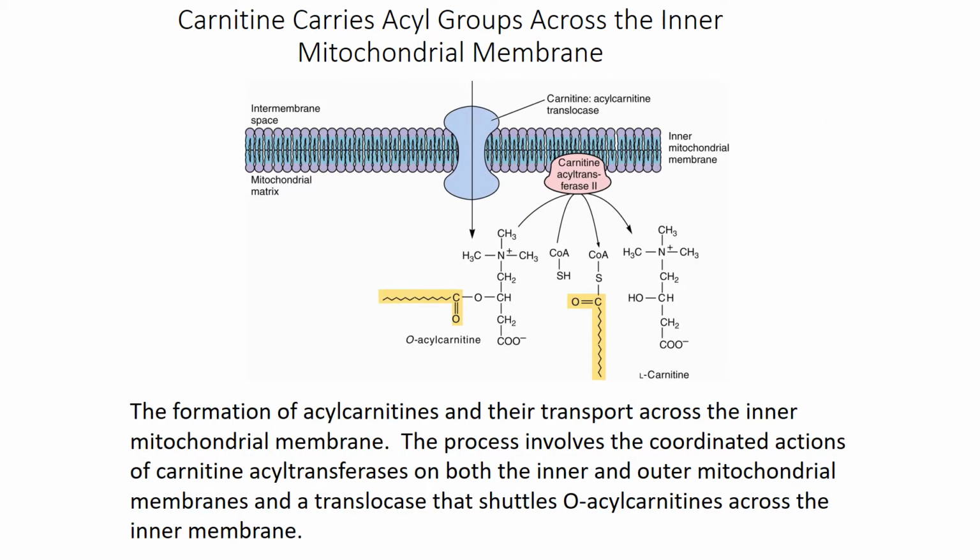Once it appears in the matrix, then the acyl carnitine, we will transfer the carbon chain back to the CoA molecule. The carnitine then is reutilized, it's transferred back out of the mitochondrial matrix into that cytosol, or the intermembrane space, and then we can proceed with beta oxidation.